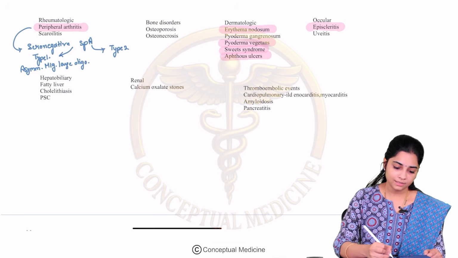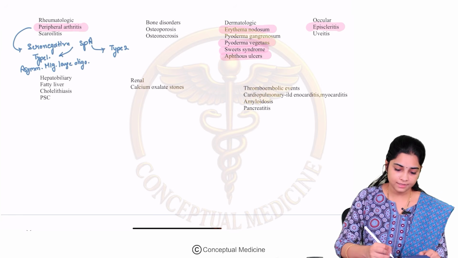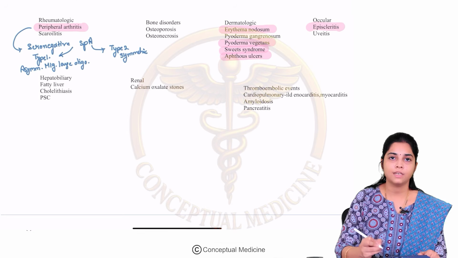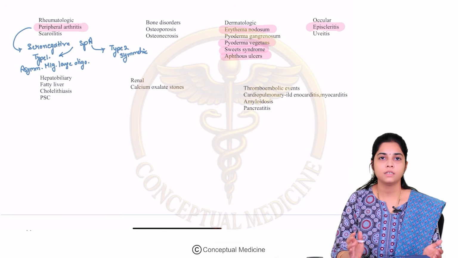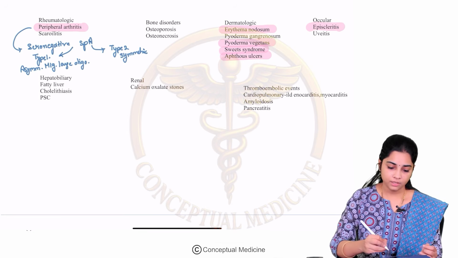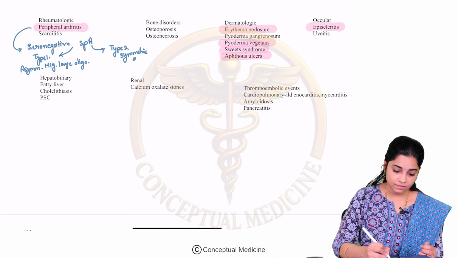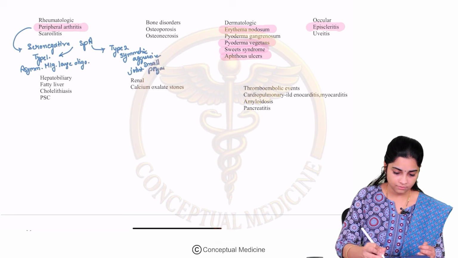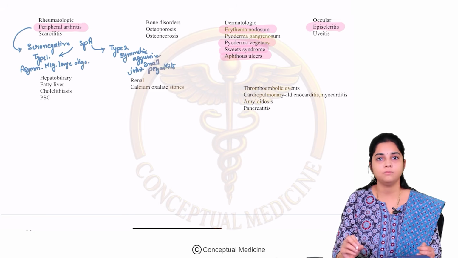Now, type 2 arthritis is different from type 1 arthritis in the sense that this is more symmetric. It involves both the left and the right hands or legs at the same time. Okay, this is a symmetric arthritis. It is more aggressive, and it is a small joint arthritis, and it is a polyarthritis. It involves multiple joints at the same time.